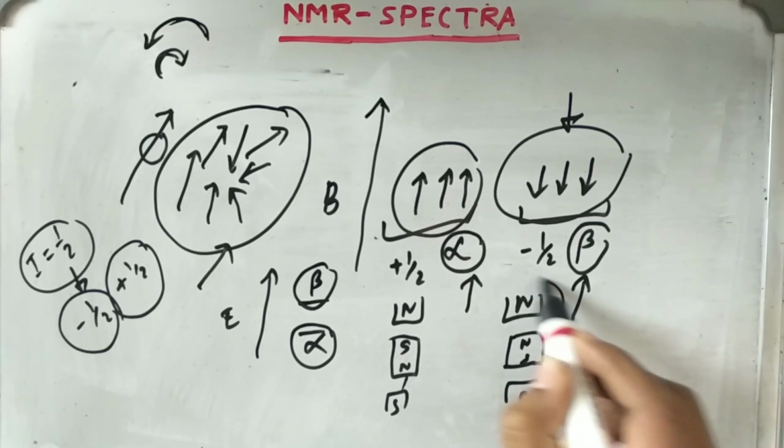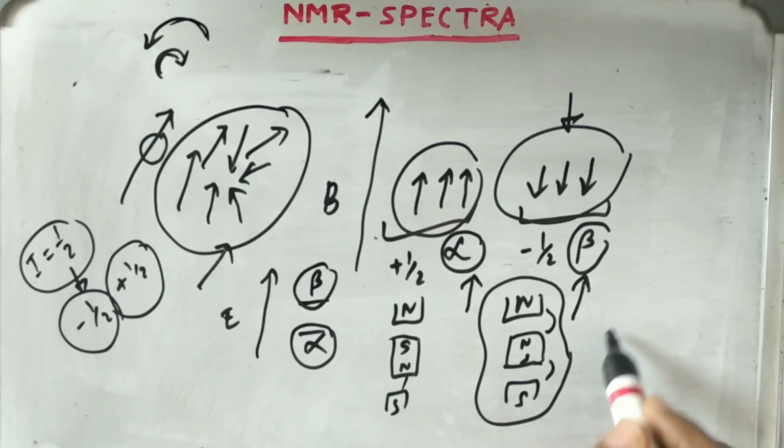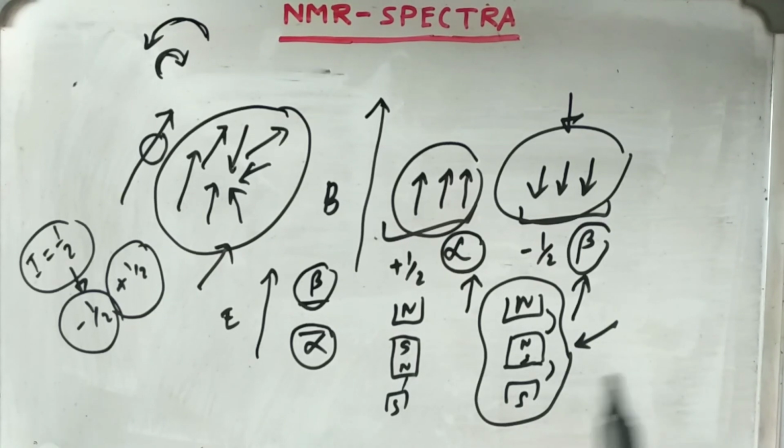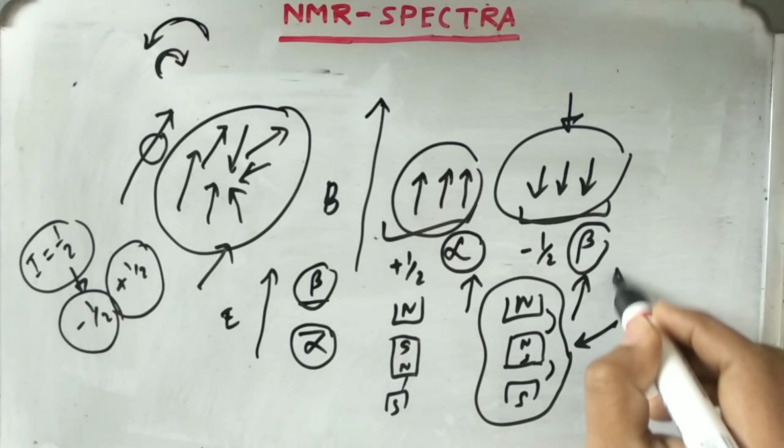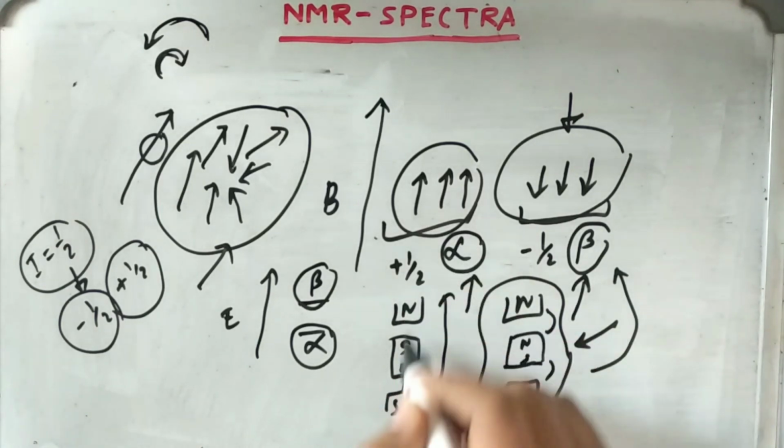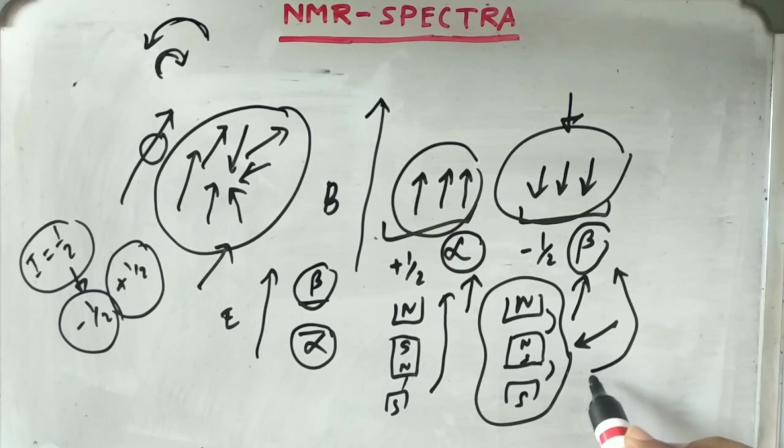That may cause an increment of the energy of the system. That is why this will be beta and this will be alpha: more stable, less stable, that is, higher energy. So this is the significance of the bar magnet.